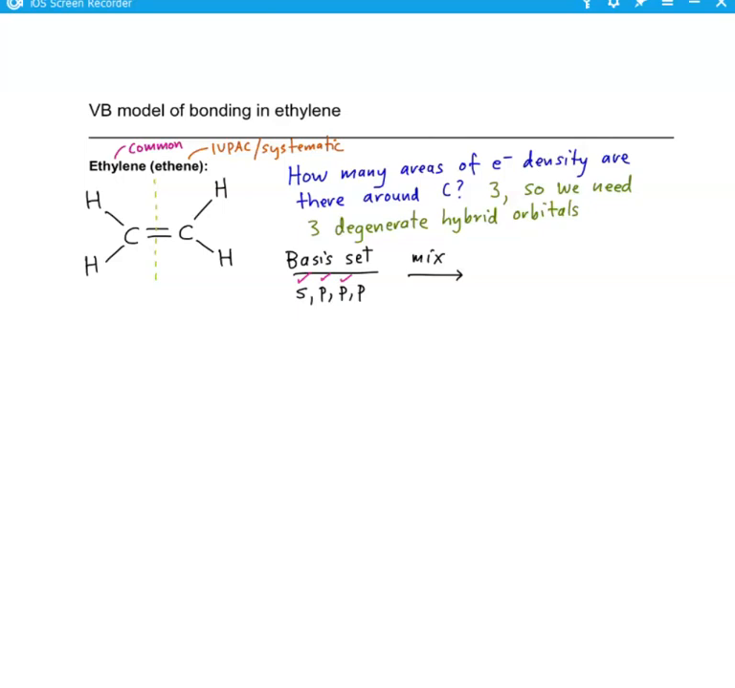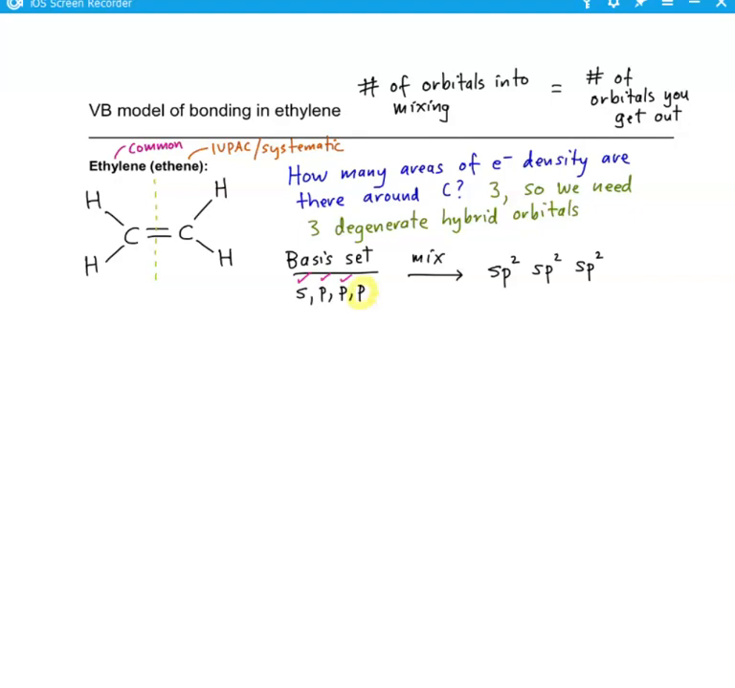Okay, so the idea here is that the number of orbitals that you put into your mixing process is equal to the number of orbitals that you get out. Okay, so mixing an s, a p, and a p, we end up with 3 sp2 hybrid orbitals, all the same energy.